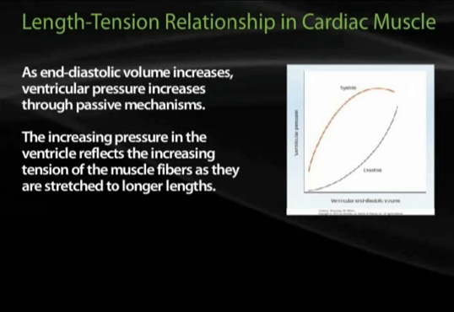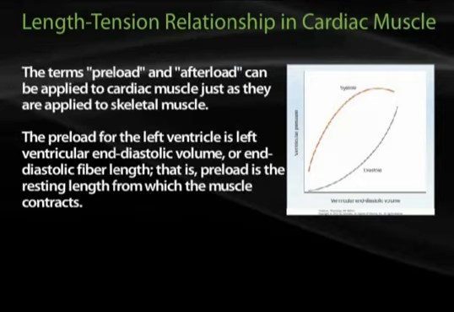As end-diastolic volume increases, ventricular pressure increases through passive mechanisms, and the increasing pressure in the ventricle reflects the increasing tension of the muscle fibers as they are stretched to longer lengths. This curve should not be looked at during systole when the muscles are contracting. When the muscles are contracting, you should look at the systole curve on top.